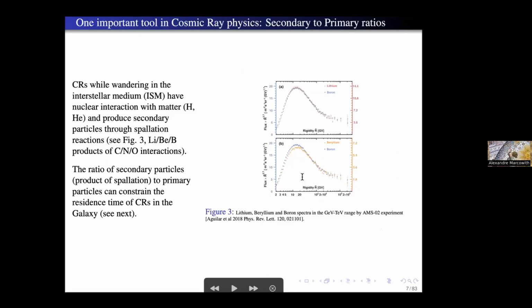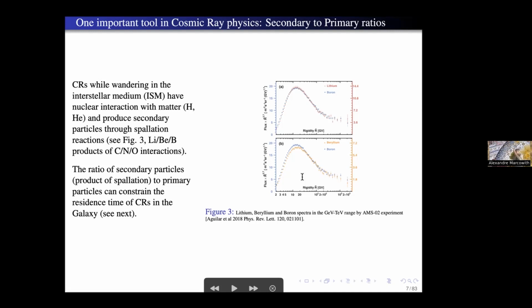So the amount of information we have on cosmic rays is thanks especially to the AMS experiment, which is on the ISS, and which is measuring the different species you have in the cosmic ray spectrum. Especially, of course, proton and helium, but also heavier elements like lithium, boron, beryllium. And these ones are interesting because they are very rare in nature. They are mostly exclusively produced by cosmic rays through what we call spallation reactions.